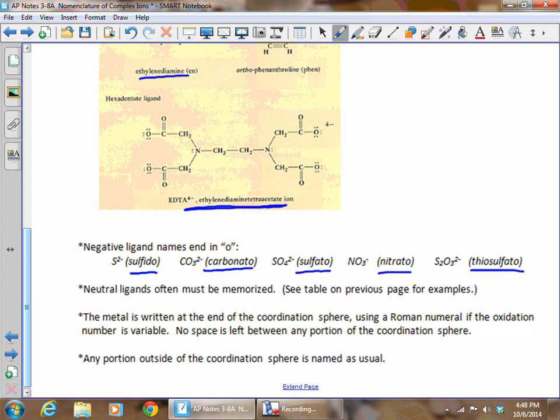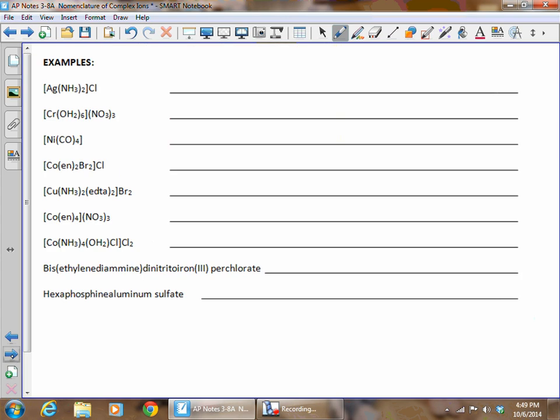We name the metal last in the coordination sphere. We'll use the Roman numeral if we need to. And we don't leave any space between any of the coordination sphere, so sometimes the names get pretty darn long. And any portion outside the coordination sphere, we just name like we always do. So let's look at some examples.